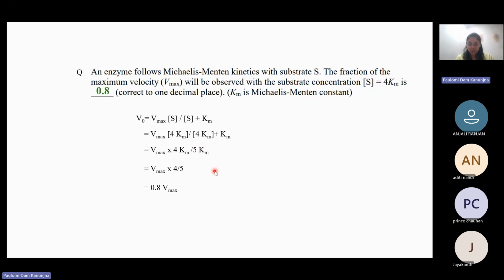Yes, Anjali had answered already. So correct. So you are supposed to give me the fraction of Vmax. So 4 by 5 into Vmax. So it means 4 by 5 is the fraction of Vmax. So the answer will be 0.8, as correctly written by all of you.